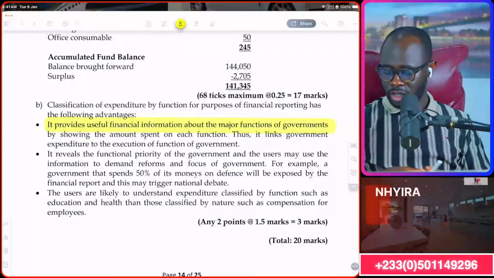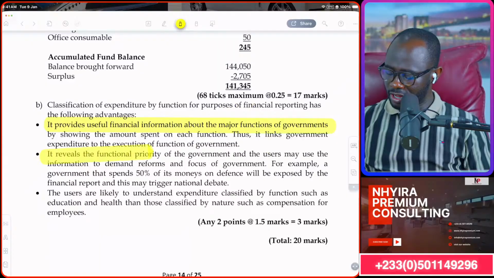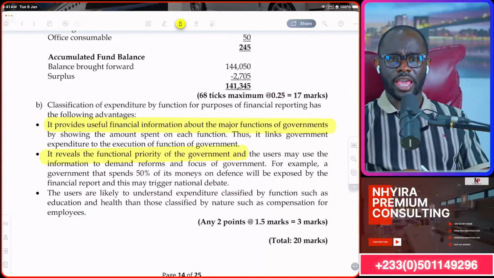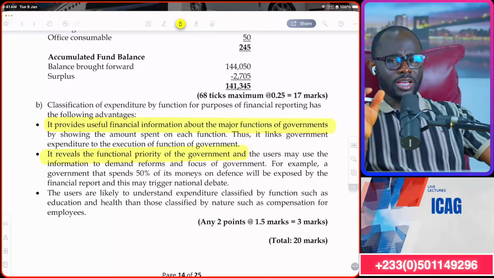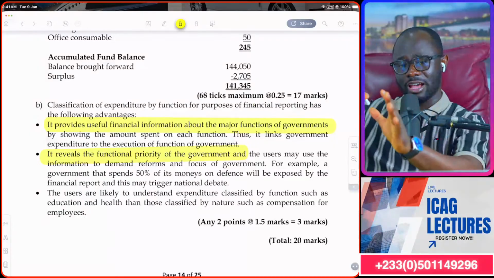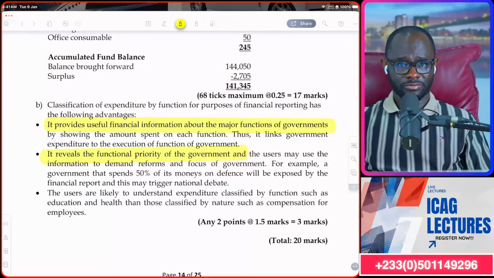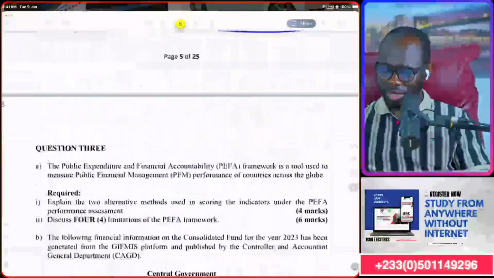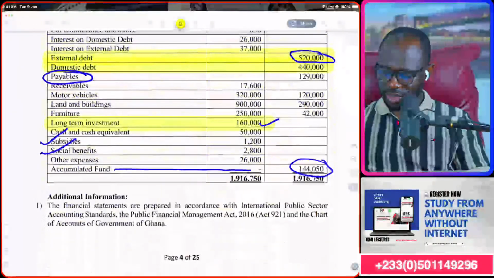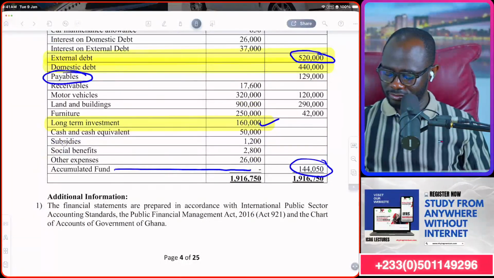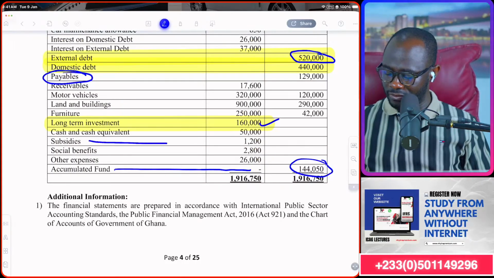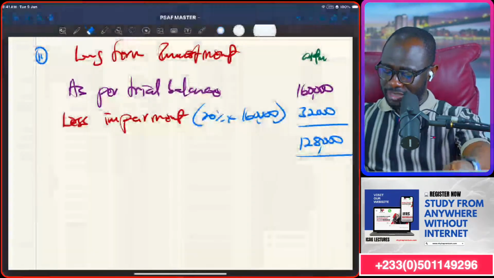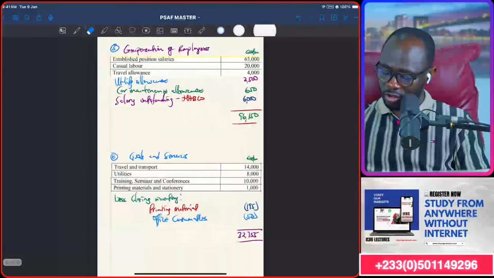It's useful information. It reveals the functional priority of the government. Yeah? Because at the end of the day, we're able to know, okay, where government is spending more money could be concluded as the area that government is prioritizing more on. So if you check this question, for instance, and we go back to the trial balance of this question, look at something like subsidies. How much subsidy is the government giving? 1,200. Compare that subsidies the government is giving to the compensation of employees.